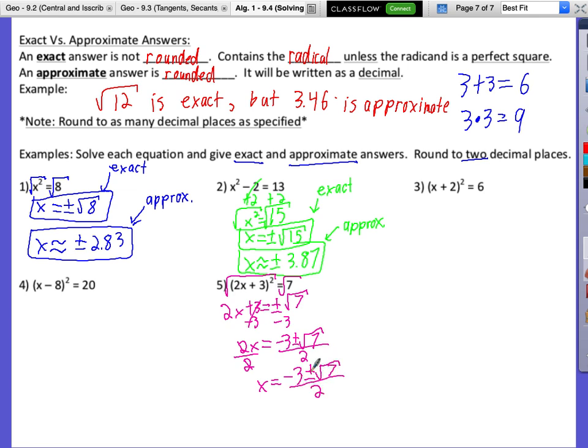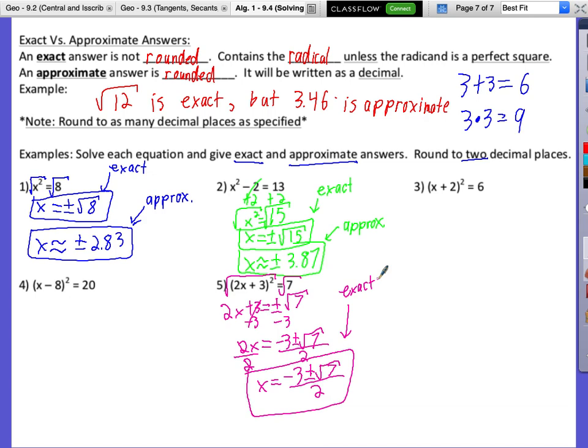Is there any more that we can truly do with this unless we were to put this in a calculator and round? No. Because we can't combine negative 3 and the square root of 7 because we don't know what the square root of 7 equals. And we can't divide the square root by 2. And we don't want to split up the fraction. So this would be our exact answer. There's nothing more you can do there for the exact answer.